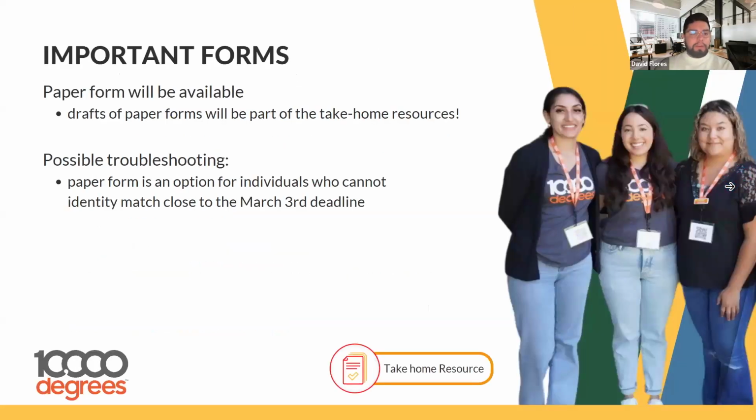And some of the important forms that we could also identify is, for example, the paper form version of the FAFSA. Later on today, you will be receiving drafts of the paper form that will be part of the take-home resources. One of the things the paper form is really good for is technical issues, if students aren't able to go into the studentaid.gov website and edit or submit any information. We can also use it for troubleshooting. If students or individuals cannot do an identity match close to the March 3rd deadline, then they are able to submit the paper form version of the FAFSA application.